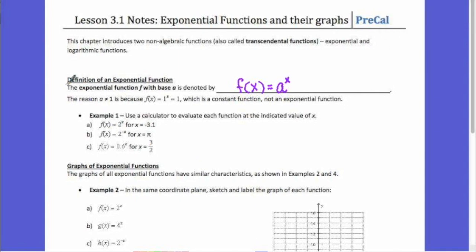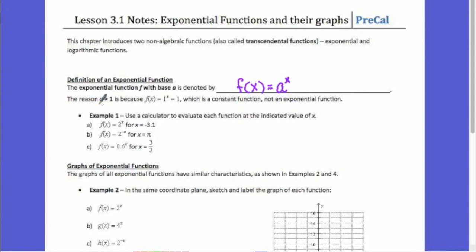So first things first, the exponential function is always going to be some function notation, f of x equals some base, which is some number, to the x exponent. So what makes an exponential function is the fact that there's a variable in the exponent. There could be multiple different variations on it, and all of those would be different transformations, but this would be considered your parent function for an exponential.